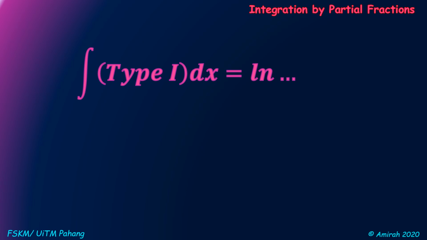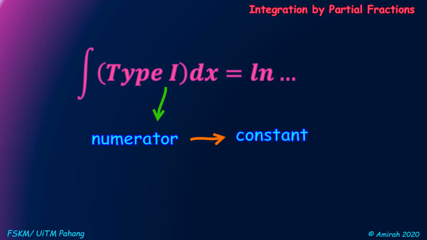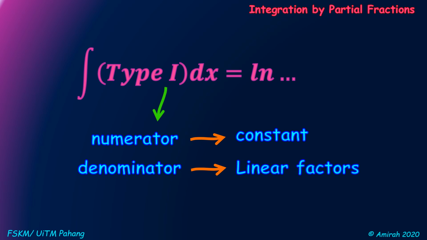In general, when we integrate a proper rational function in type 1, we will get the answer ln. Because in type 1, we express it as the sum of partial fractions which have the numerator equal to a constant and the denominator equal to a linear factor. So when the denominator is a linear factor and the numerator is a constant, we will get ln when we integrate.